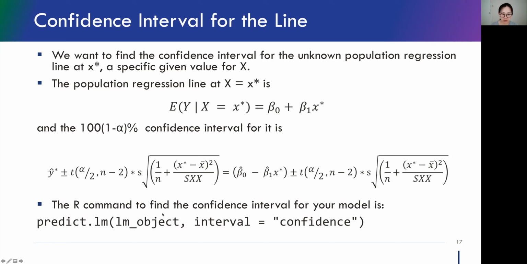To put this simply, you can just use this R command to find the confidence interval for the model, using predict.lm. This argument is your linear model object, where in the election example we have my.lm, this lm object here. You specify the interval you want, so you have to tell it interval equals confidence. And this is how you get the confidence interval for the regression line.